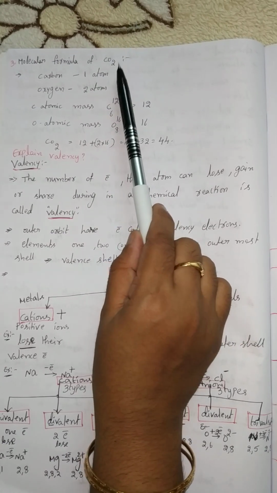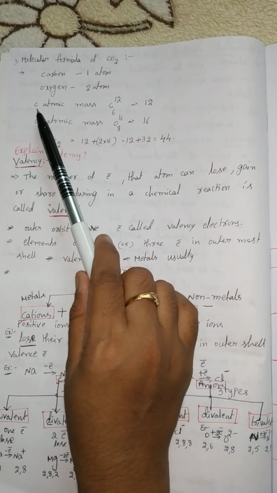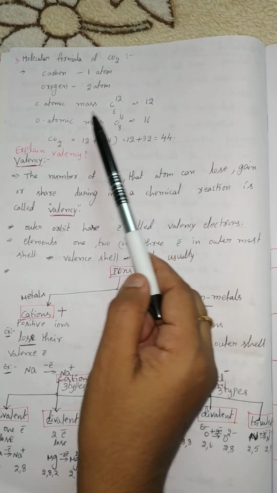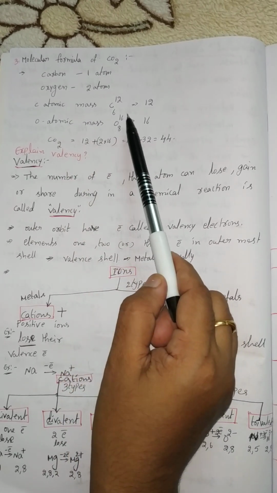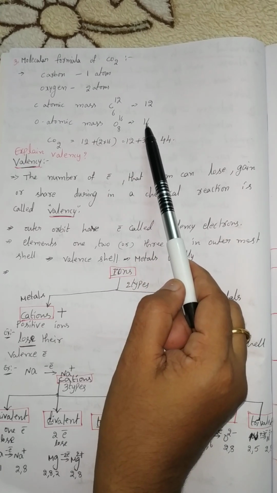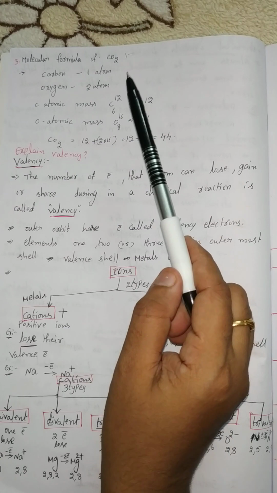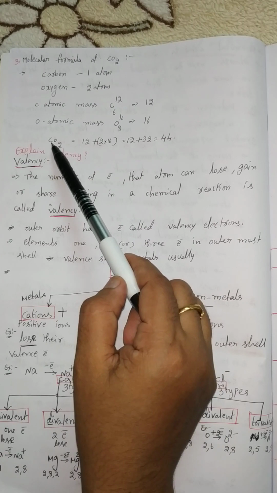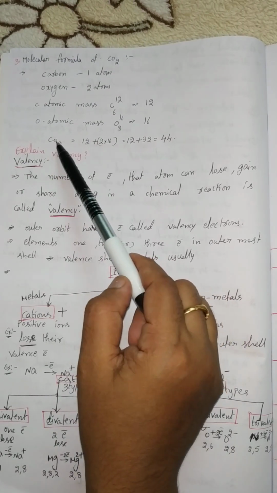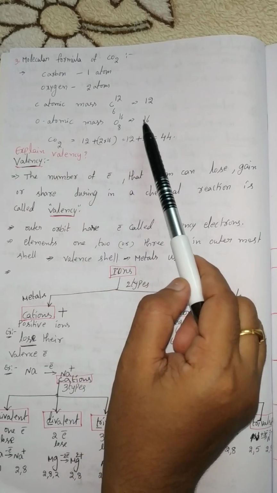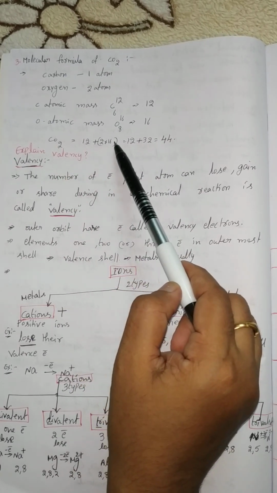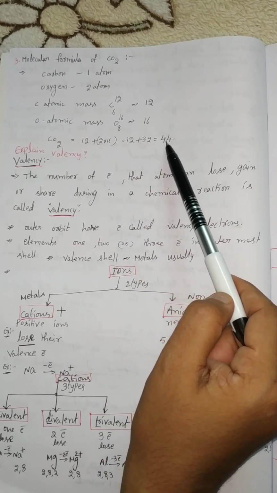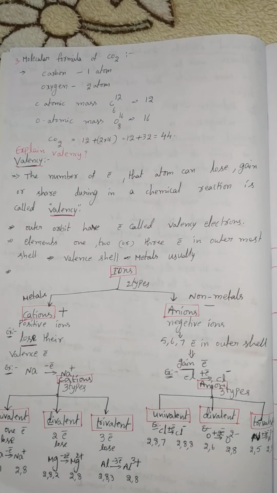So carbon atomic mass, C 6, 12. We know it is 12. Oxygen atomic mass, O 8, 16. So 16 is the oxygen atomic mass. So what is the molecular mass of carbon dioxide? CO2 is equal to carbon atomic mass plus oxygen. Oxygen means only one atom is 16, but here there are 2. So 2 into 16 is 32. So 12 plus 32 equals 44. So this is the molecular mass.